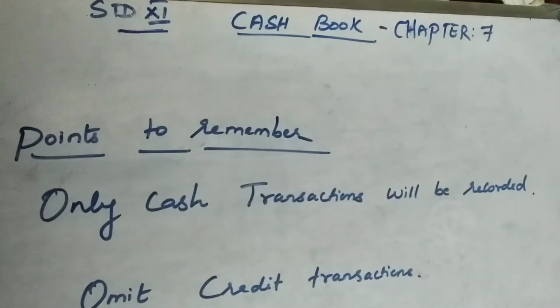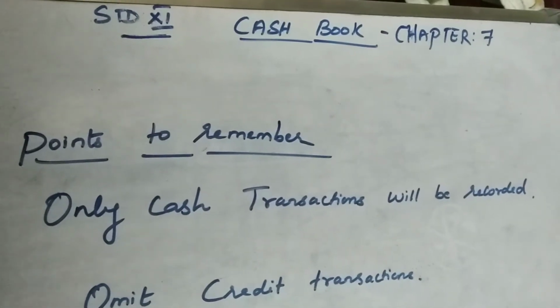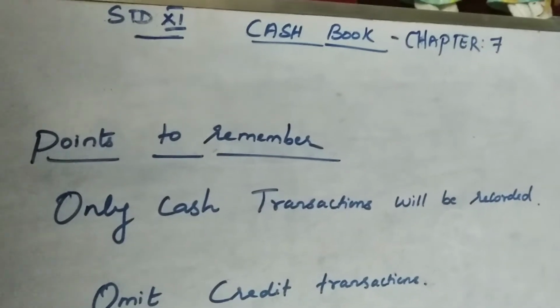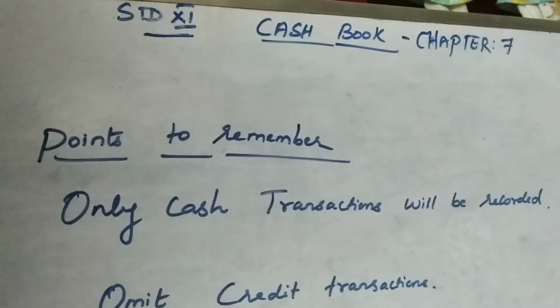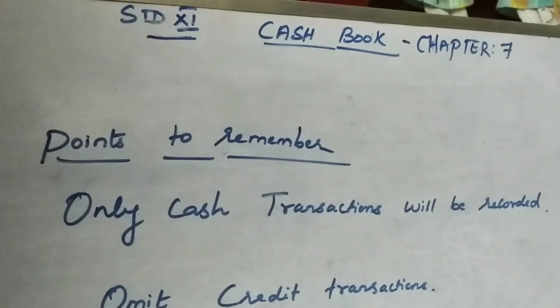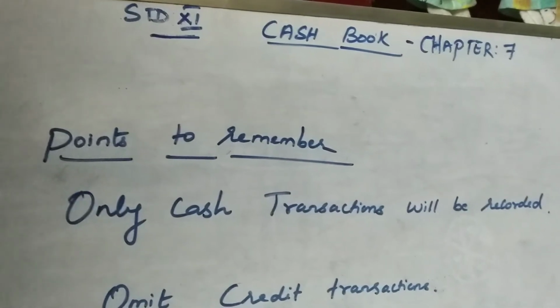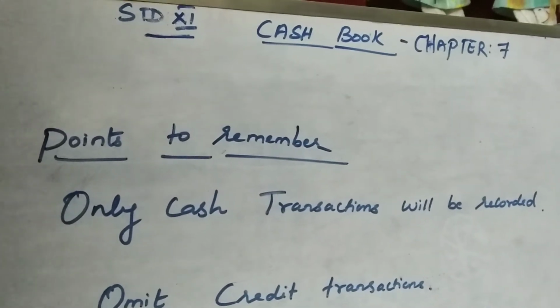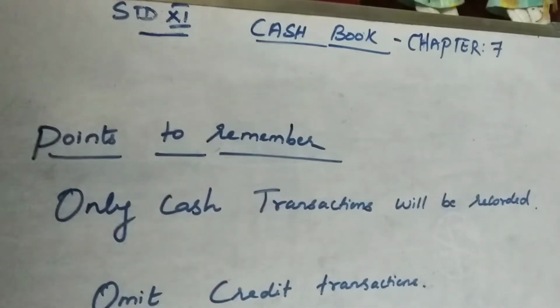Welcome back, students. Today we are going to see a new chapter, cash book, chapter 7. In the previous chapter we have seen subsidiary books. Under the subsidiary books, we came to know about the cash and the credit transactions. Only credit transactions will be recorded in the day books. Cash transactions will be recorded in the cash book.